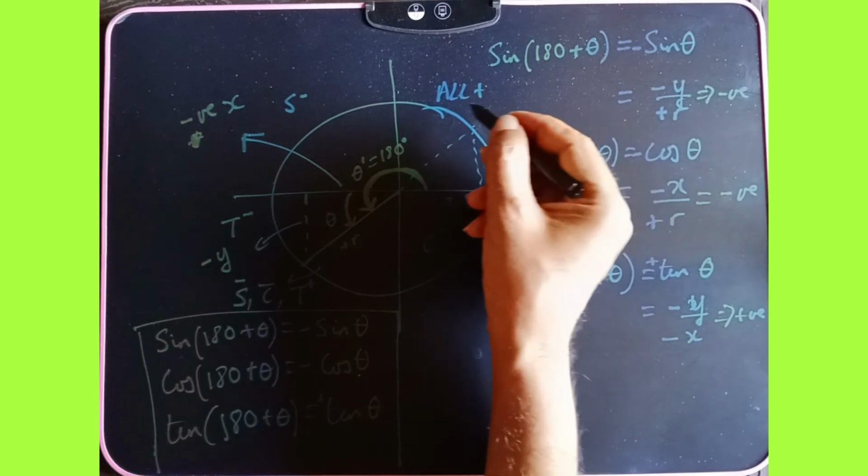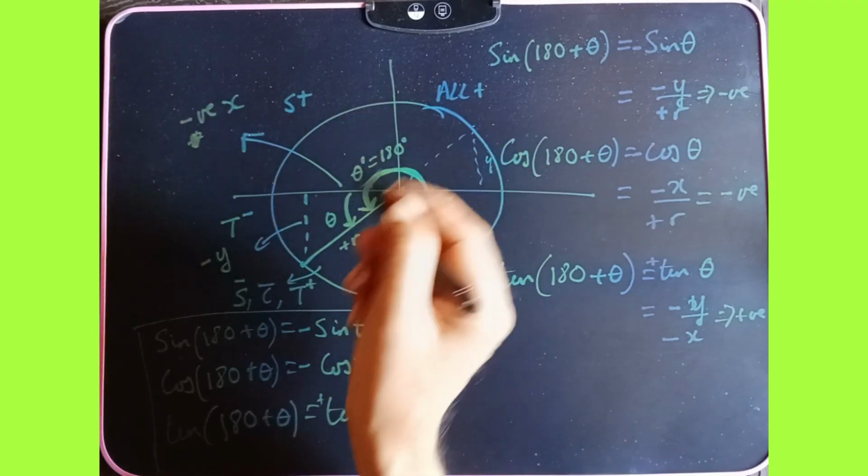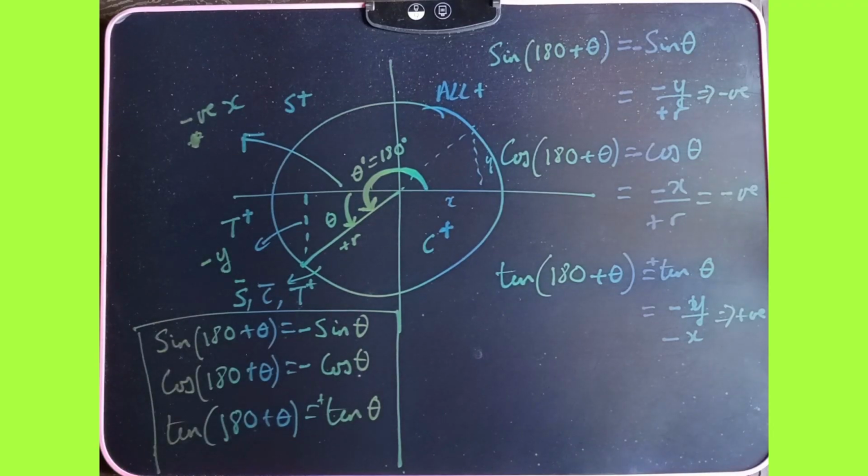Sorry, I said sine is positive, right? Sine is positive, tan is positive, and cos is positive.